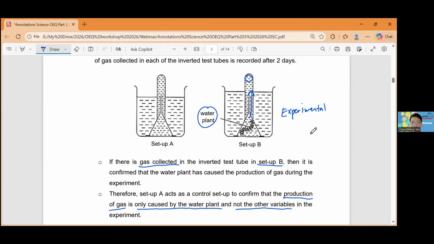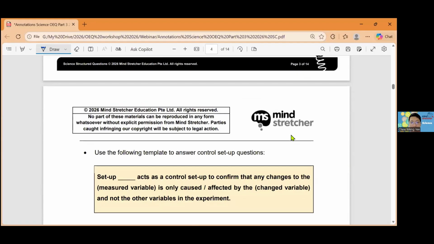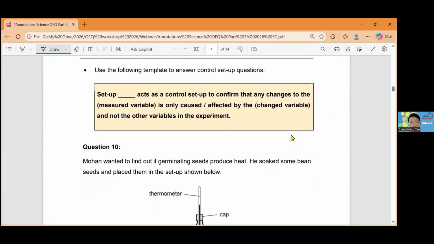So one is the control setup, one is the experimental setup. The experimental setup is the one with the changed variable. In this case, the changed variable is either present or absent. So you should use this template.